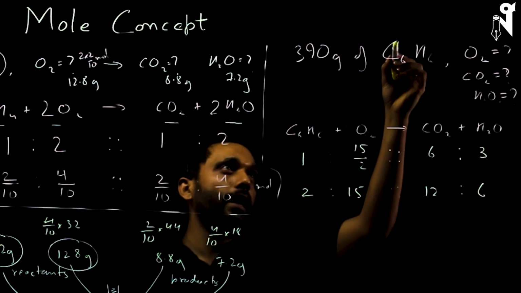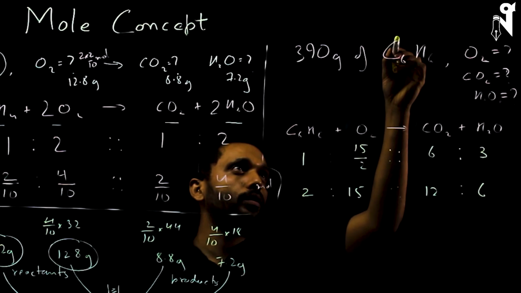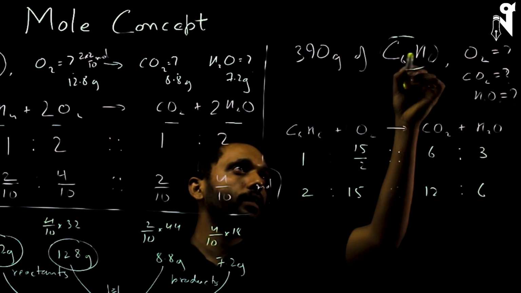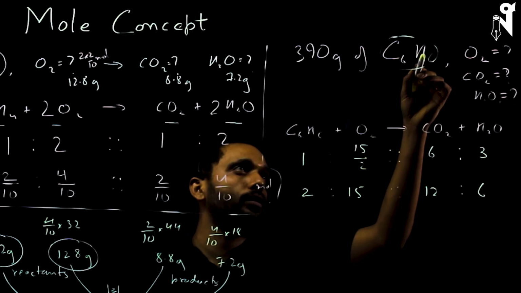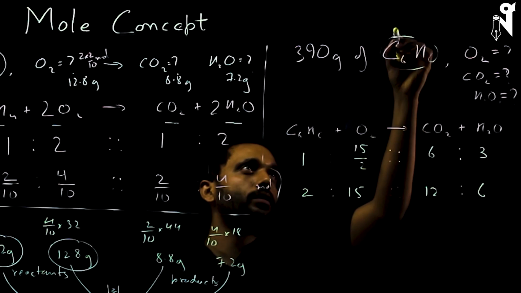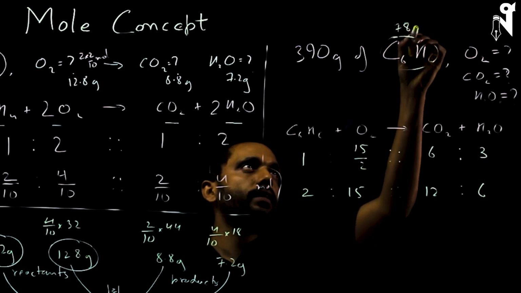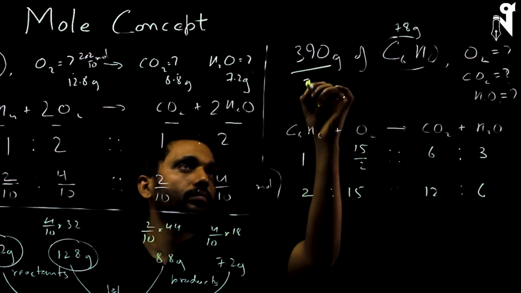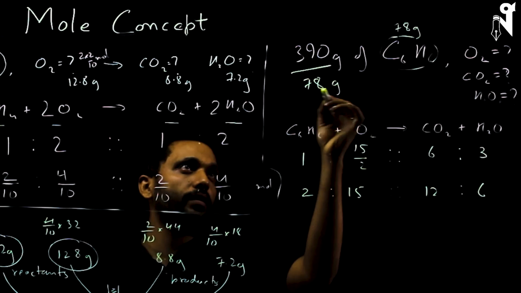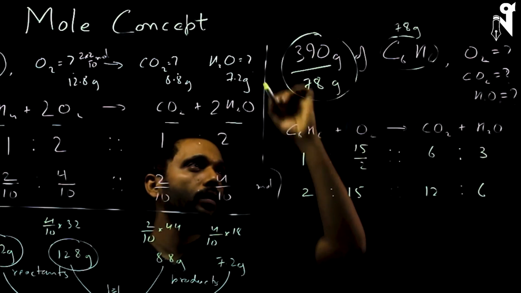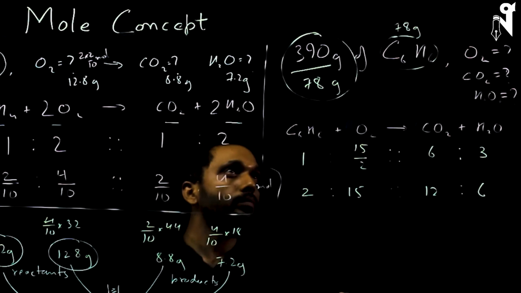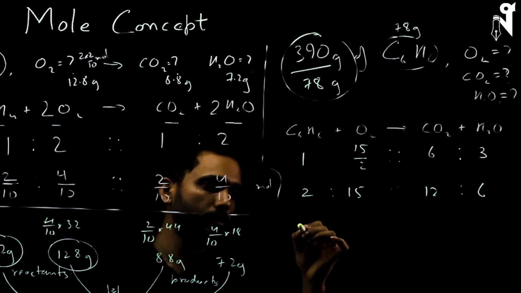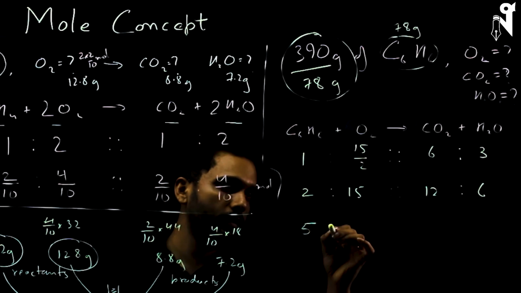So what is the actual number of moles? The weight of benzene is C and H. C is 12, H is 1, so that is 13, 13 into 6, 78 grams. So 390 grams divided by 78 grams will give you the number of moles of benzene provided. So that is equal to 5. So we actually had 5 moles of benzene.